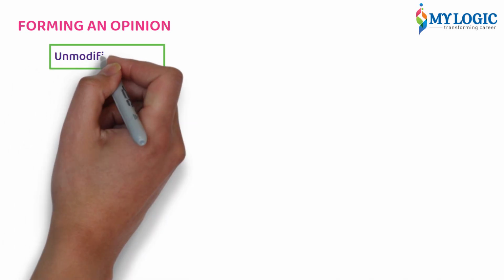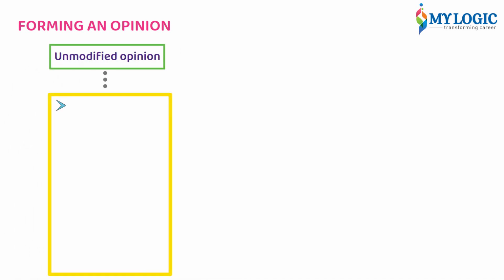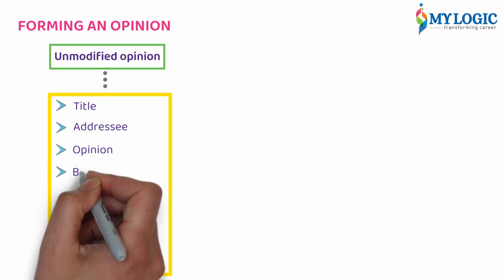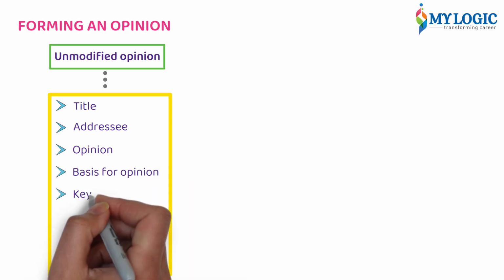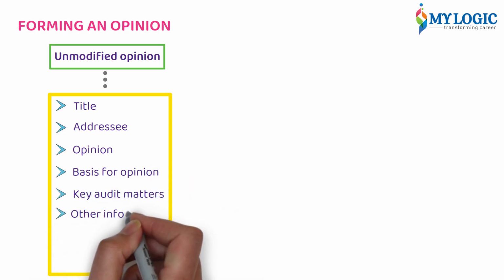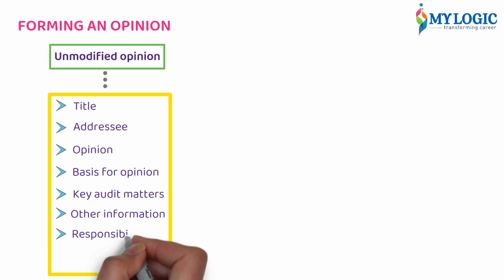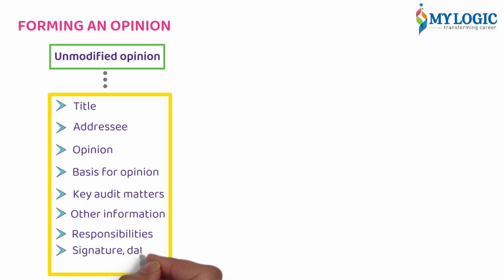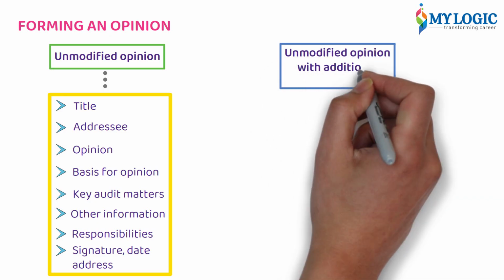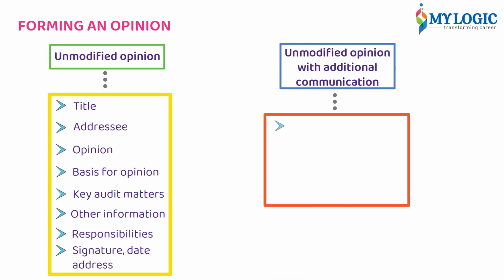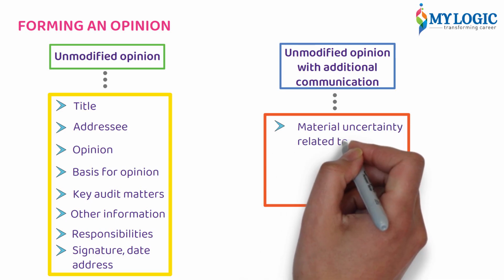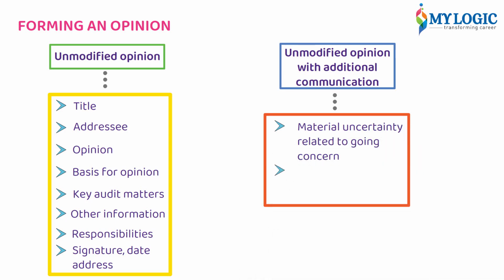Forming an opinion. Unmodified opinion. Title. Addressee. Opinion. Basis for opinion. Key audit matters. Other information. Responsibilities. Signature, date, address. Unmodified opinion with additional communication. Material uncertainty related to going concern. Emphasis of matter. Other matter.